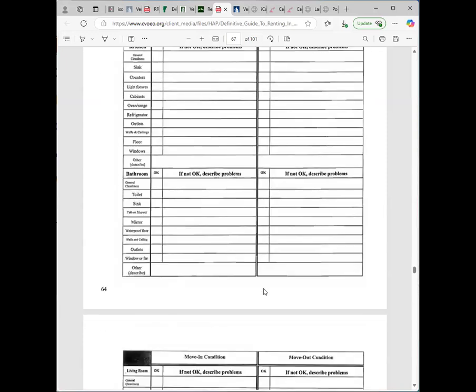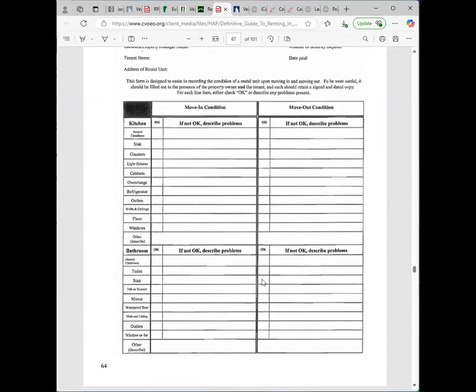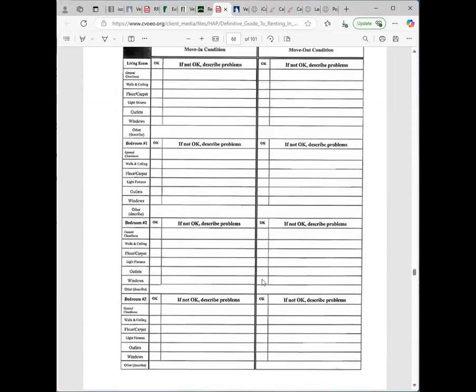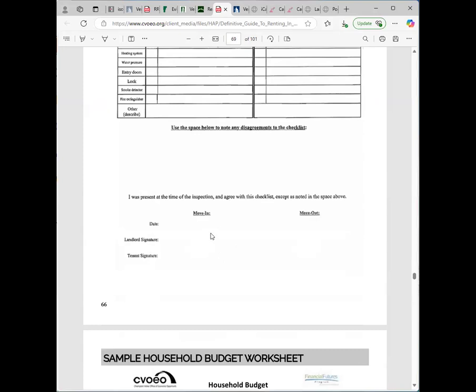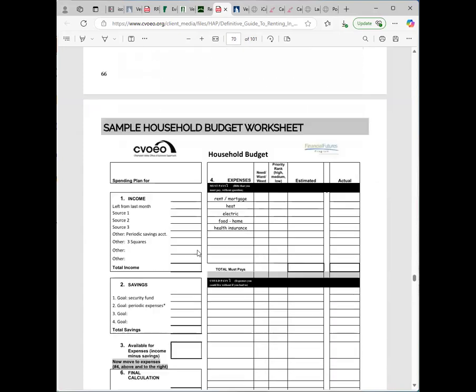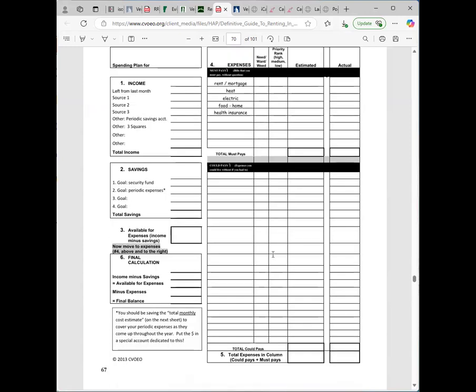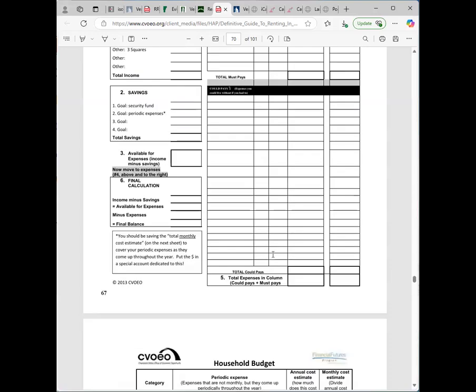On page 64 and following, you have condition inspection checklists. Not bad, not bad. So you've got move in on one column, move out on one column, landlord tenant signature. That's good. Then you've got sample household budget worksheets. Oh, this is helpful so that people can help with their actual expenses, income, savings. This is actually interesting. It's sort of like a cash flow card for those of you who've played the game Cash Flow.